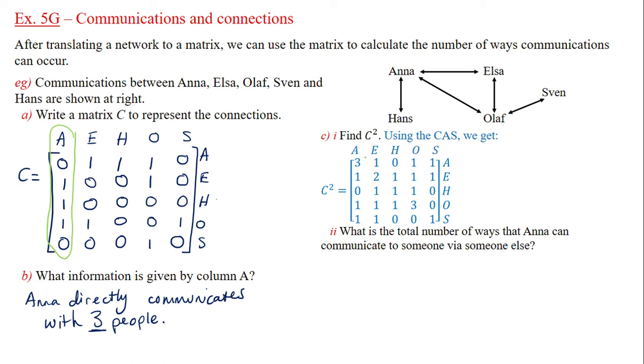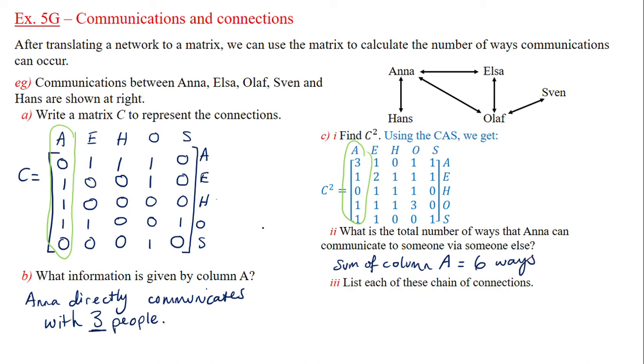So the sum of this first column, or row, doesn't really matter which one you use because they are the same, they're mirrored in the axis. The total number of ways that Anna can communicate with someone via someone else is 3 plus 1 plus 1 plus 1. So the sum, that is going to be an H, is the sum of column or row A, which is 6. So 6 different ways that she communicates to someone via someone else.